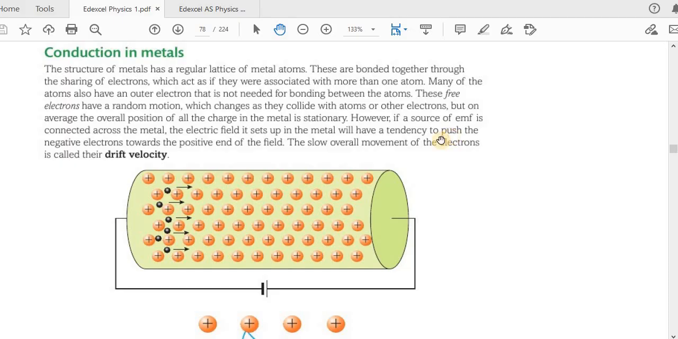However, as I went through, this sets up the metal so it will have a tendency to push the negative electrons towards the positive end of the field. The slow overall movement of the electrons is called their drift velocity. Now you have a drift velocity when there is a potential difference applied across the metal like this.